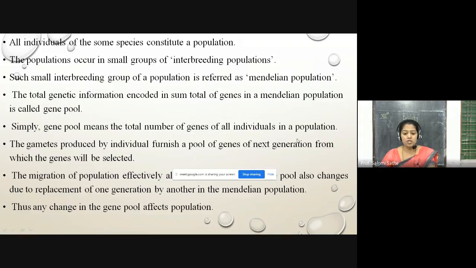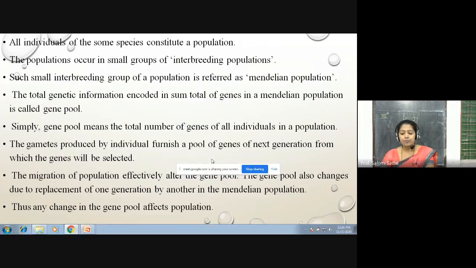That means the total number of genes of the individuals in that population is called what? Gene pool. Simply, gene pool means the total number of genes of all individuals in a population. The gametes produced by individuals furnish a pool of genes of the next generation from which the genes will be selected.